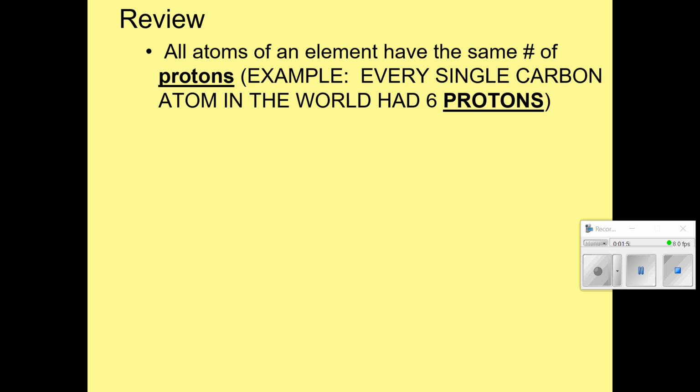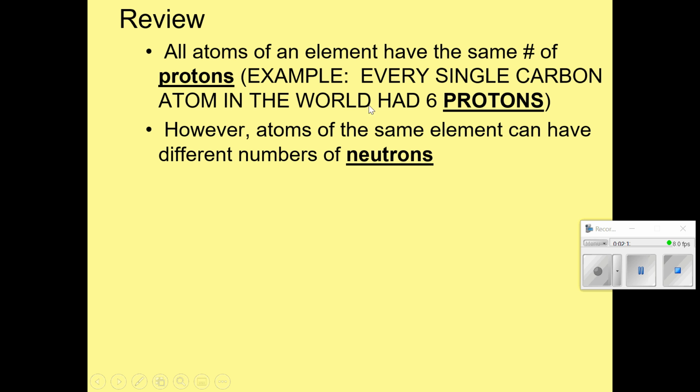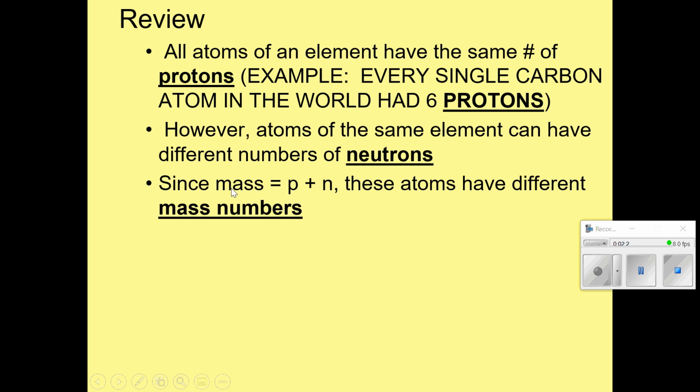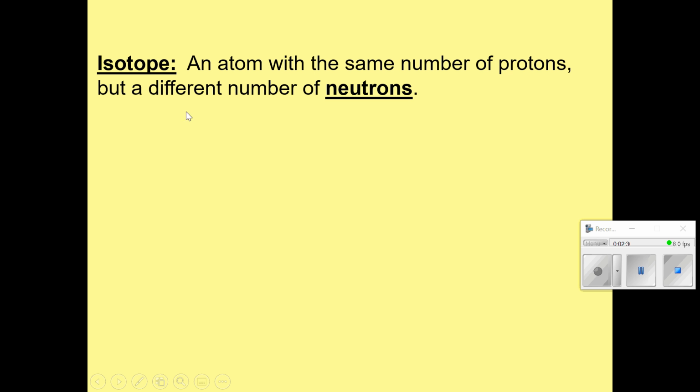All right, so let's do a little review before we get to isotopes. All atoms of an element have the same number of protons. So literally every single carbon atom in the entire world has 6 protons. That is what identifies it as a carbon atom. But they can have different numbers of neutrons in the nucleus. So since the mass number of an atom is protons plus neutrons, atoms can have different mass numbers. So an isotope is an atom with the same number of protons, but a different number of neutrons.